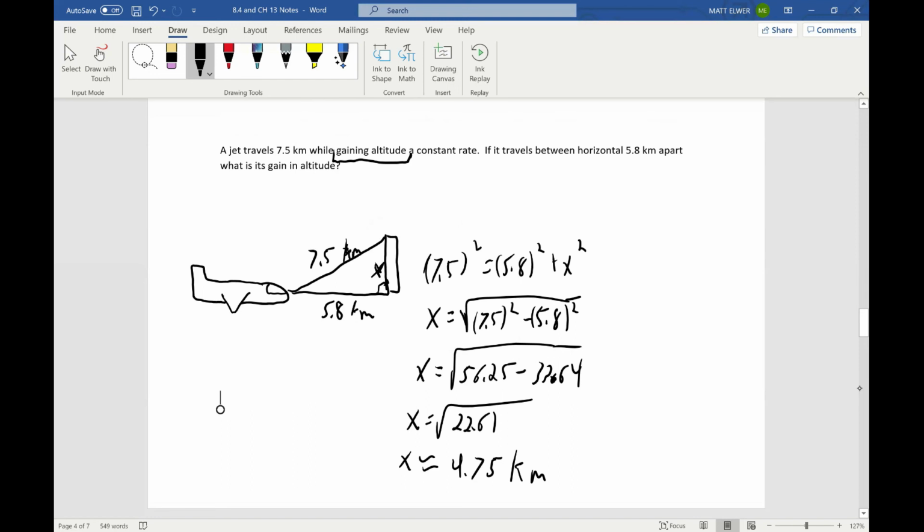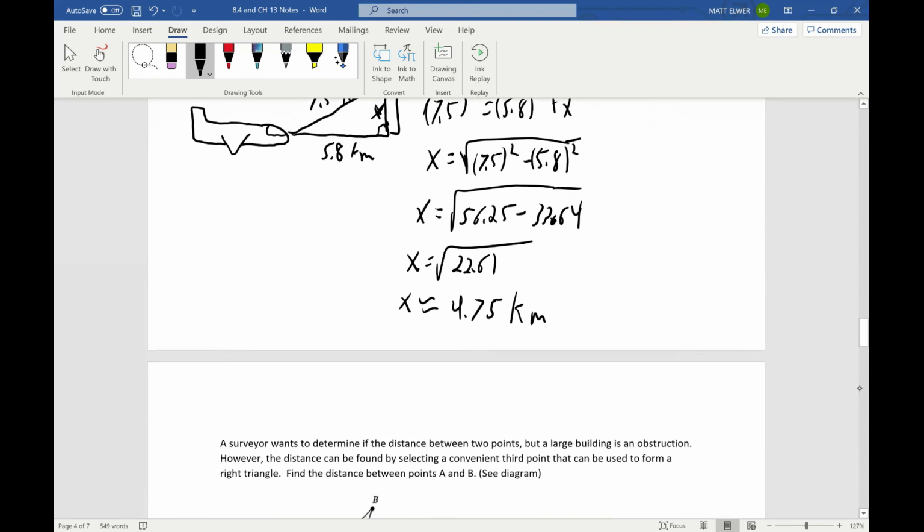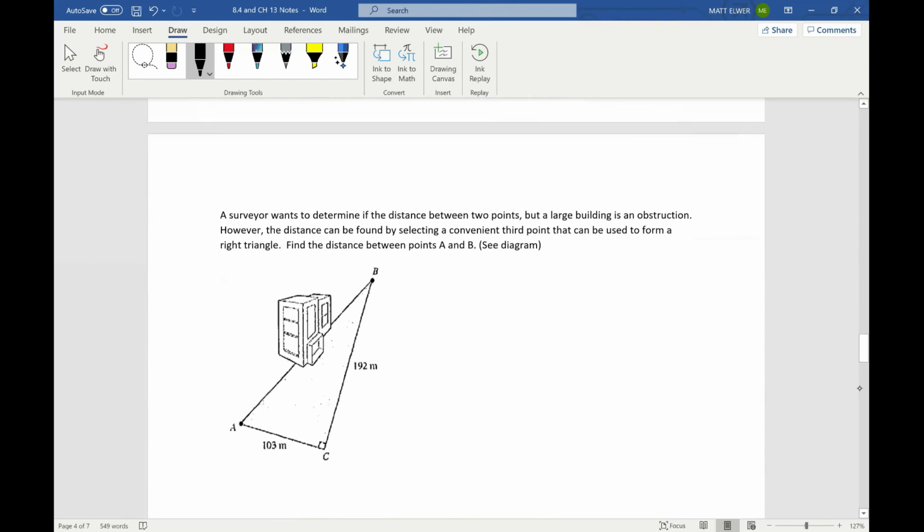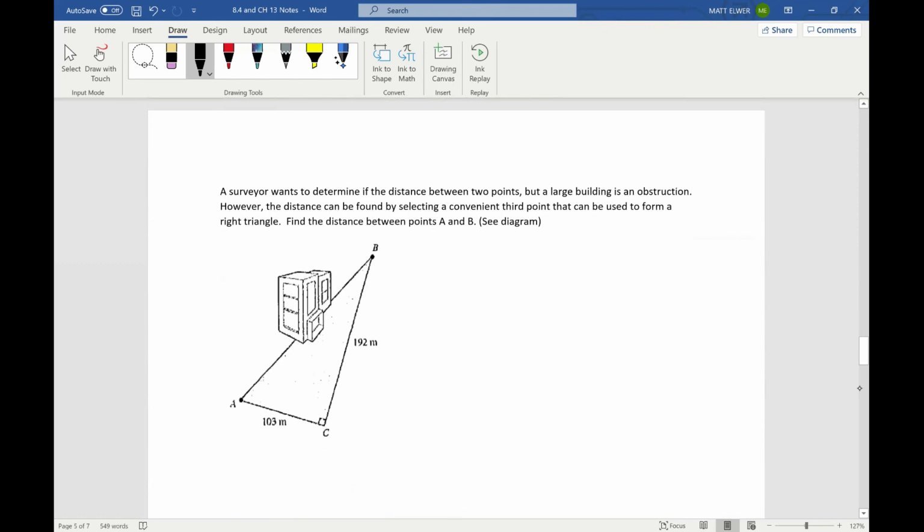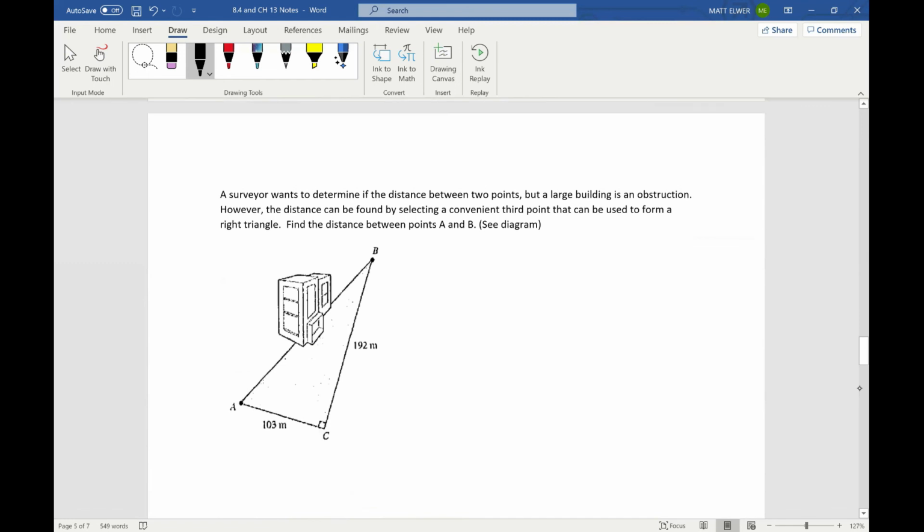Okay, so we've taken care of that problem. We can move on to the next one. The next one says, a surveyor wants to determine the distance between 2 points, but a large building is an obstruction, right? So he wants to know the distance between A and B, but we have this building in the way, right? So he can't measure a straight line. He can't just throw out a measuring tape, because the building's in the way.